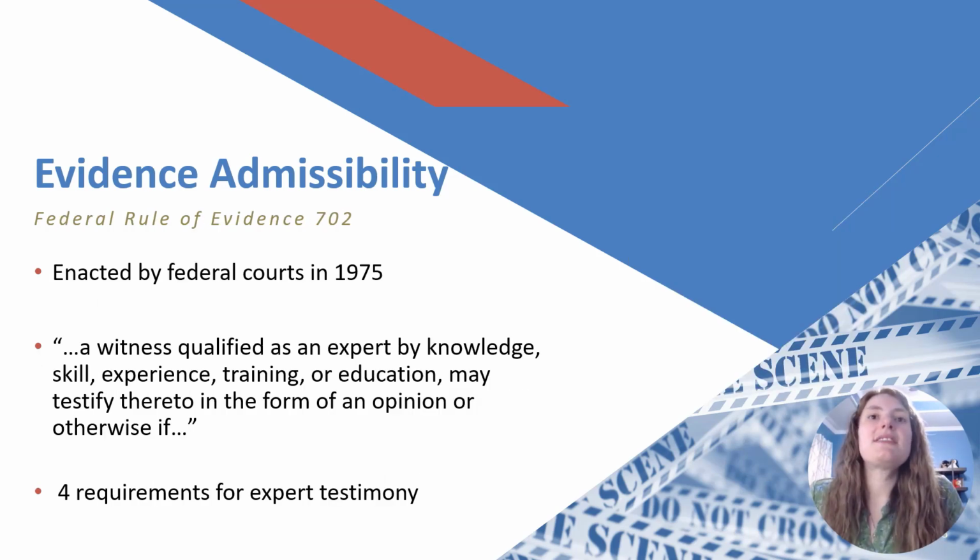Now, in the 1970s, the United States government recognized that the Frye standard wasn't working in terms of keeping out junk science, so they developed a new standard of expert testimony admissibility. Rule 702 of the Federal Rules of Evidence was adopted in 1975, and it's been amended since then. Rule 702 reads, if scientific, technical, or other specialized knowledge will assist the trier of fact to understand the evidence or to determine a fact in issue, a witness qualified as an expert by knowledge, skill, experience, training, or education may testify thereto in the form of an opinion or otherwise, if criteria are met.